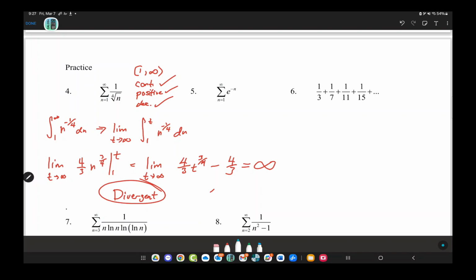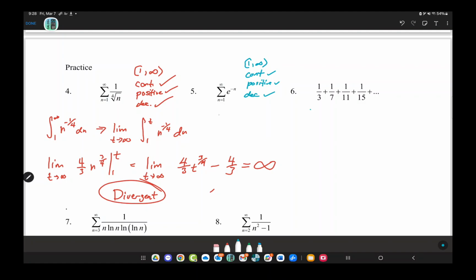Does this meet the criteria? From 1 to infinity, is it continuous? Yep. Is it positive? Yeah. Is it decreasing? Yeah. It's 1/e to the n.